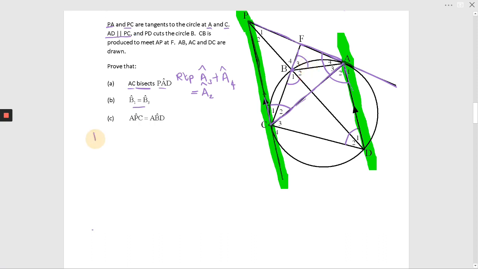So B1 equals A2 because of angles in the same segment. A2 equaled A3 plus A4. We have proven that. Okay. But then that A3 plus A4 equaled D1 plus D2. Okay. And that was because of tan chord.